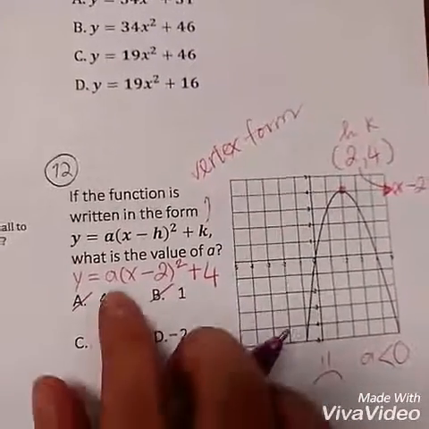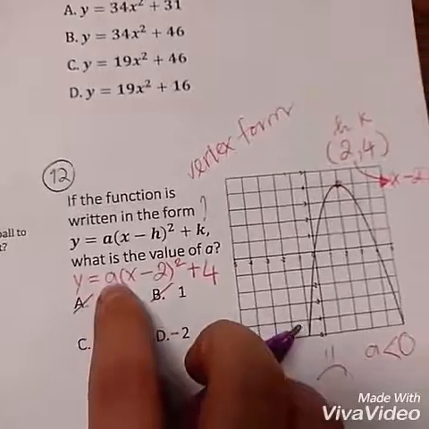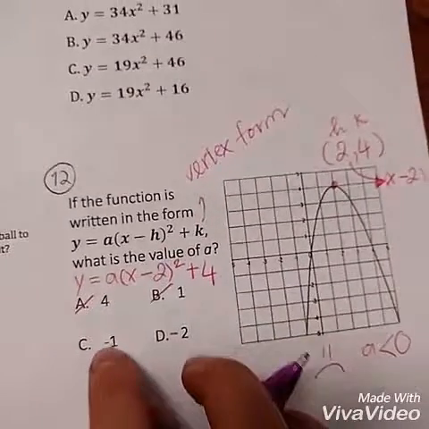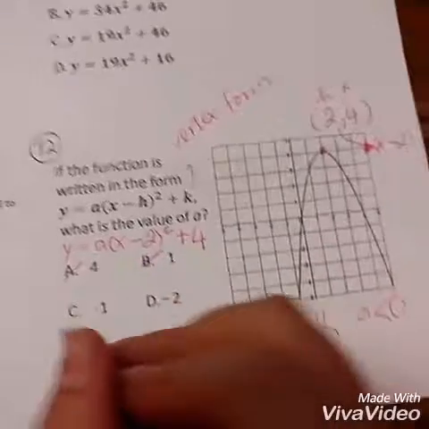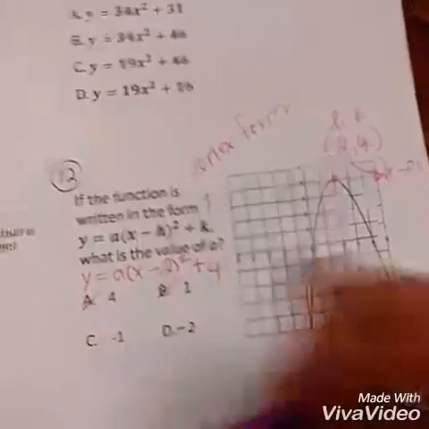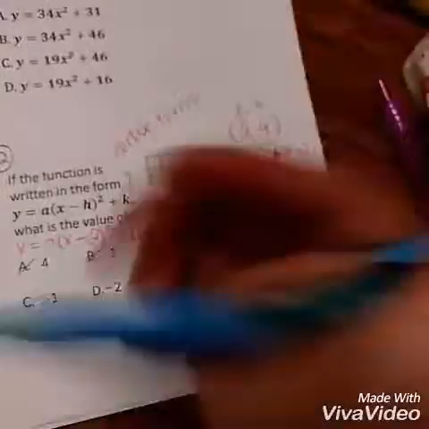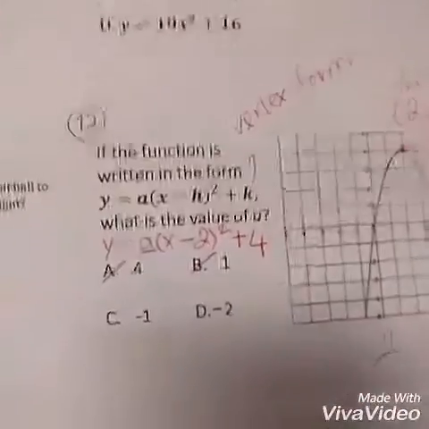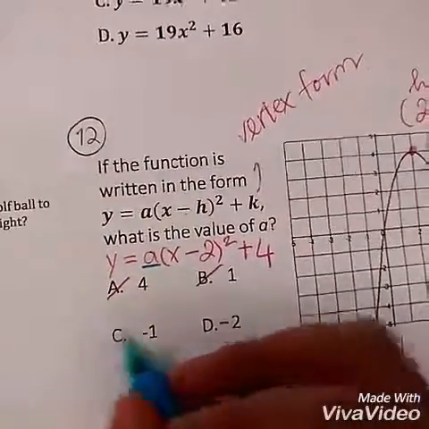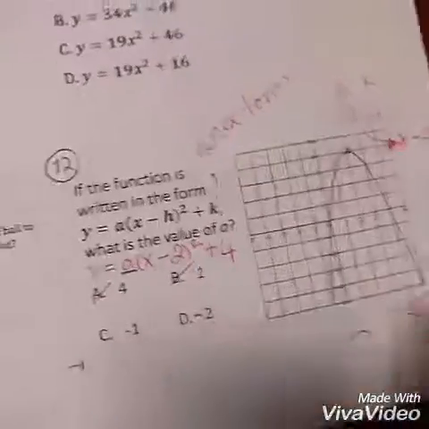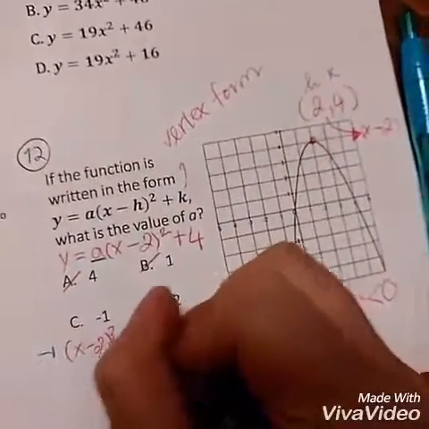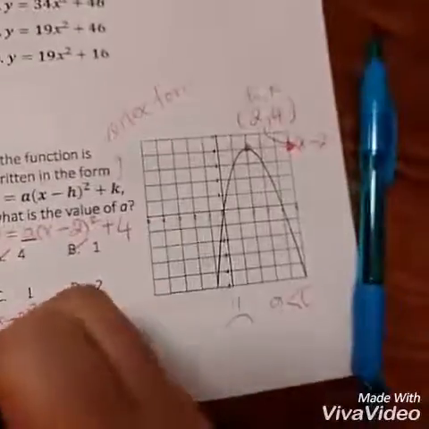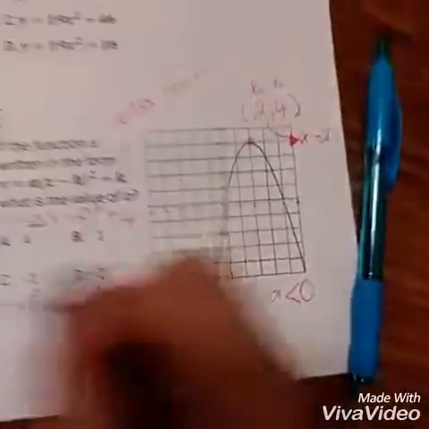What we do is we're going to plug in the a value, either C or D. So let's go ahead and plug in C. Instead of a right here, I'm going to replace it with negative 1. Everything else stays the same: (x minus 2) squared plus 4. So I'm going to graph this equation and see if it matches our graph.